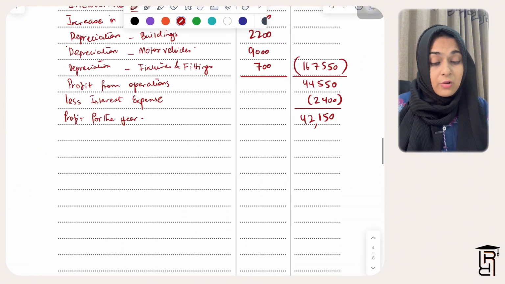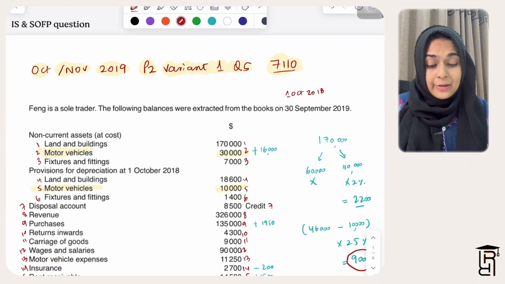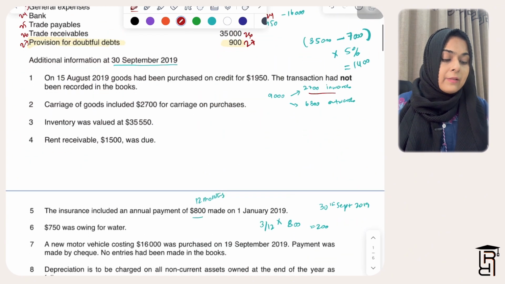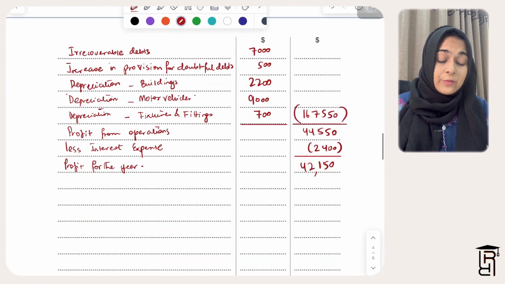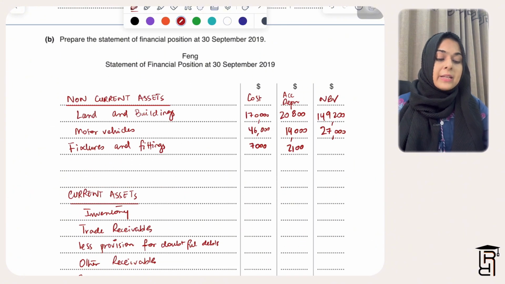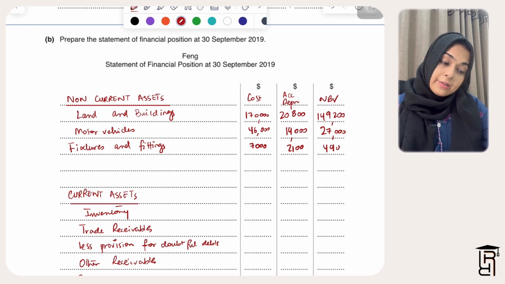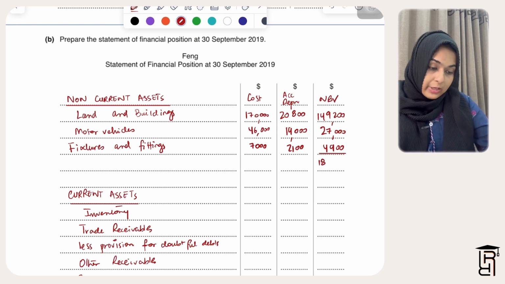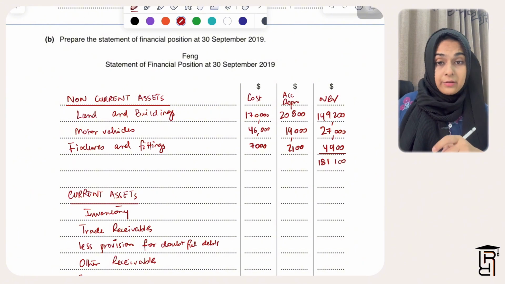Then we have fixtures and fittings. The cost is 7,000, and the accumulated depreciation at the start of the year was 1,400, already given, and then we charged 700 as our depreciation for fixtures and fittings. So 1,400 plus 700 will give me 2,100. So 7,000 minus 2,100 will give me 4,900 as my net book value. So when I add these three net book values, 149,200 plus 27,000 plus 4,900 will give me 181,100. This is my total non-current assets at the end of the year.